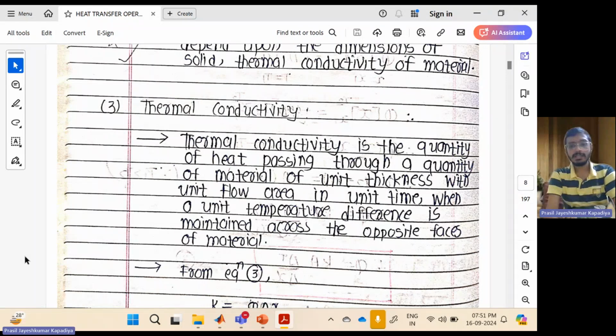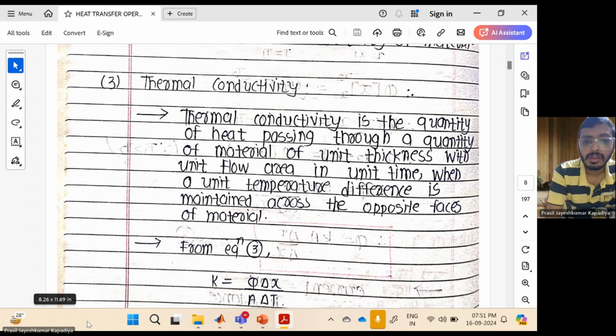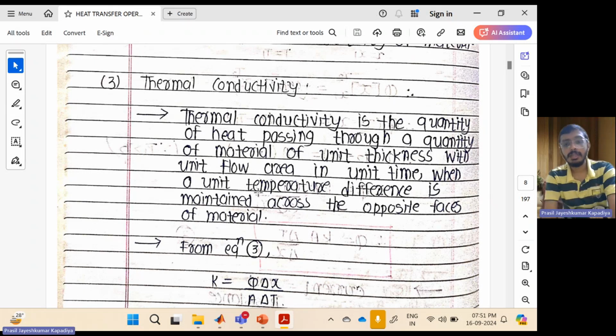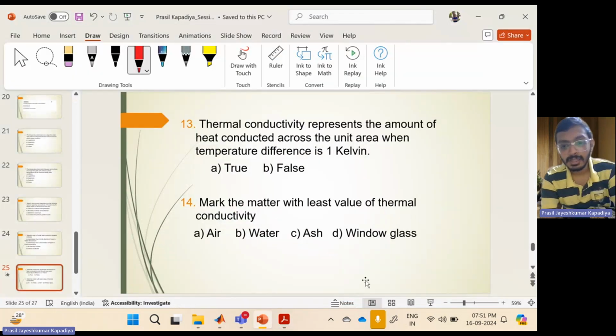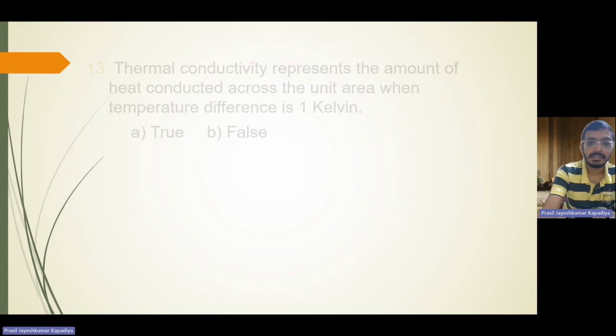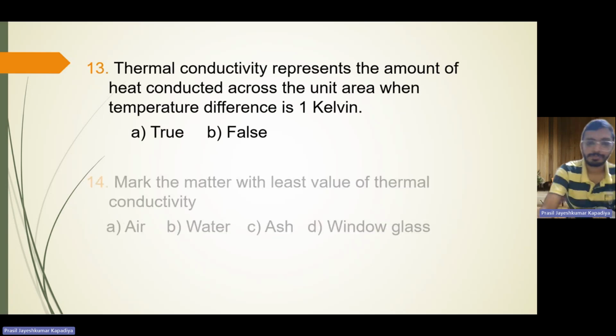Quantity of heat passing through a quantity of material of unit thickness when a unit temperature difference is maintained across the opposite faces. The thermal conductivity is the quantity of heat passing through a quantity of material of unit thickness with unit flow area in a unit time when a unit temperature difference is maintained across the opposite faces of material. So here there is no mention of unit thickness. So that's why this sentence is not true.